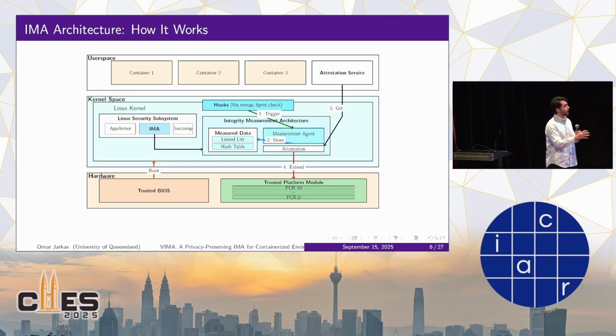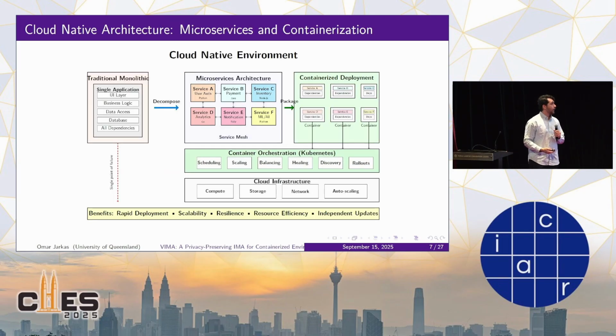So this is a high-level architecture of how it works. Basically, as you guys see, there's the hardware, there's the kernel space, and the user space all working together. A file that exists in the user space will trigger a hook of a file mmap, which is mapping the file in memory. And then it will trigger the integrity measurement architecture to measure and store it and extend it to the TCB. And you have an attestation service running in user space that allows you to do the remote attestation. So yeah, this is basically how the integrity measurement architecture works.